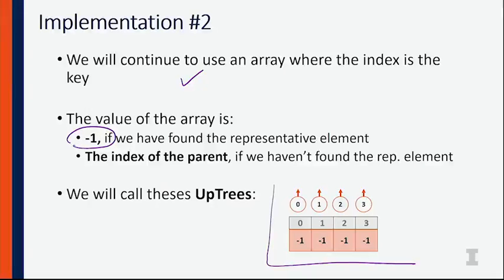Here, when we originally have 4 elements, 0, 1, 2, and 3, which are all in their own sets, the uptree is going to have -1 as all of the values inside the array to note the fact that we've found the identity element. And we can visually represent this uptree as the elements 0, 1, 2, and 3 in their own little trees pointing up. But we can start unioning these things together to see how this uptree actually works.